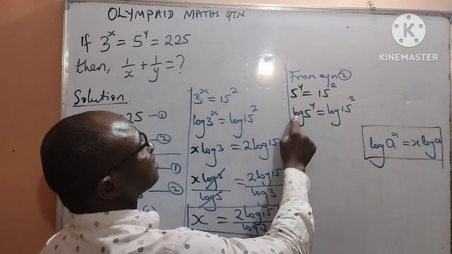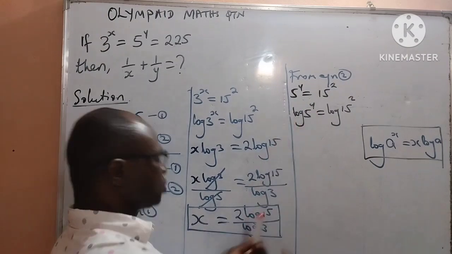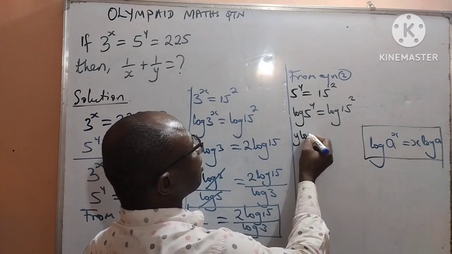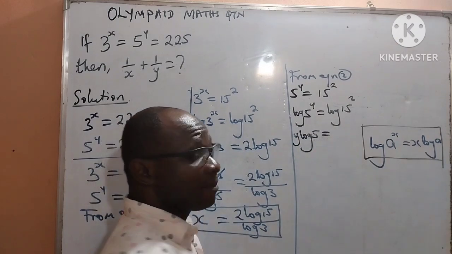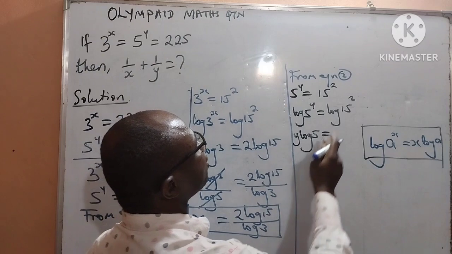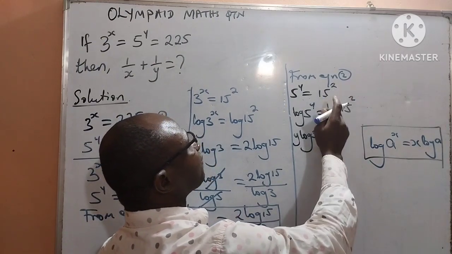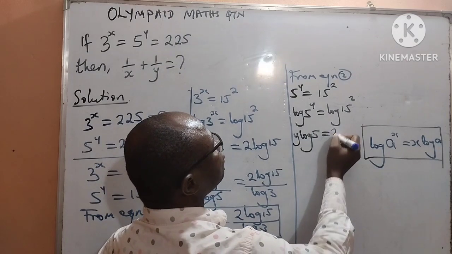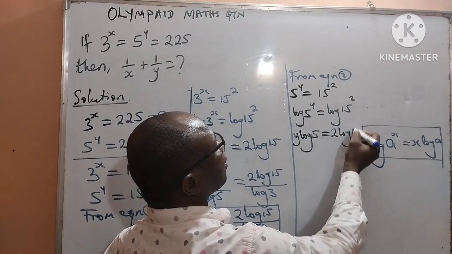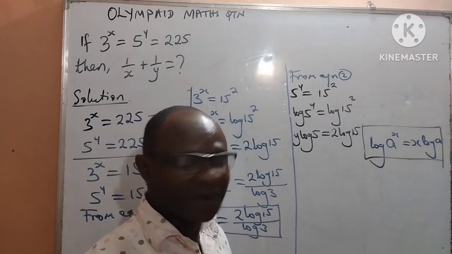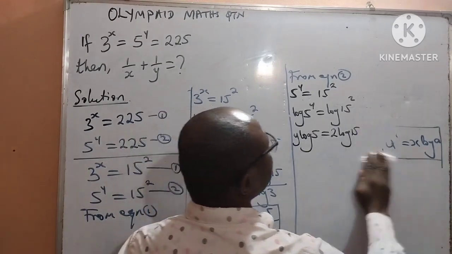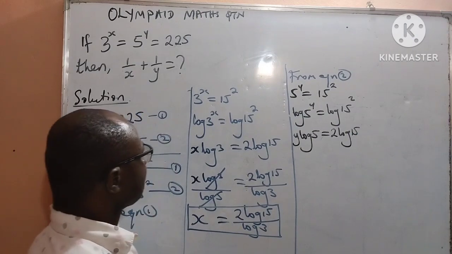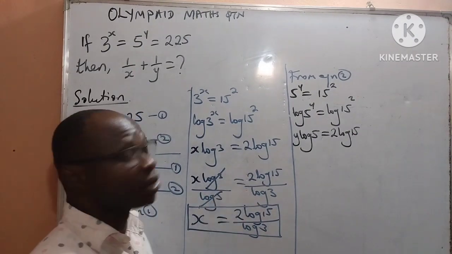Therefore, on the left hand side, my y will come to the front, and it will now be written as y, then the logarithm of 5. And on the right hand side, I will also have 2 coming to the front as my variable x here. Therefore, I will now have 2, then the logarithm of 15. Alright, we have now applied this power law in logarithms, and this is what we have. Exactly the same thing I did in equation 1.